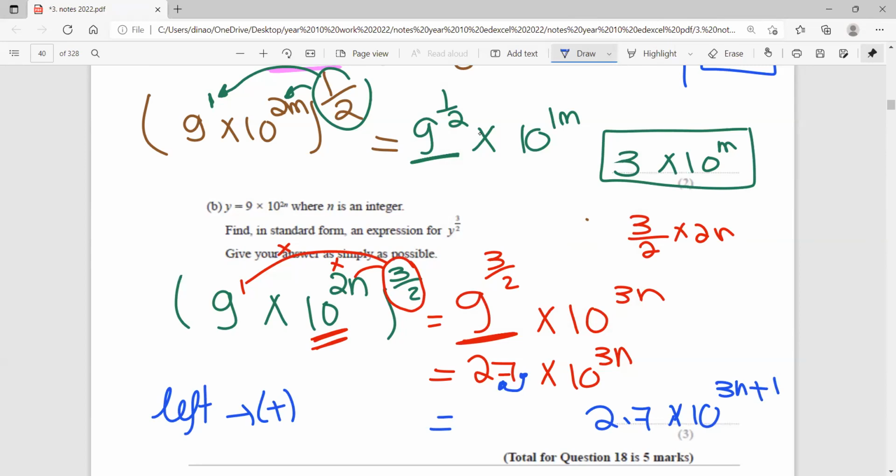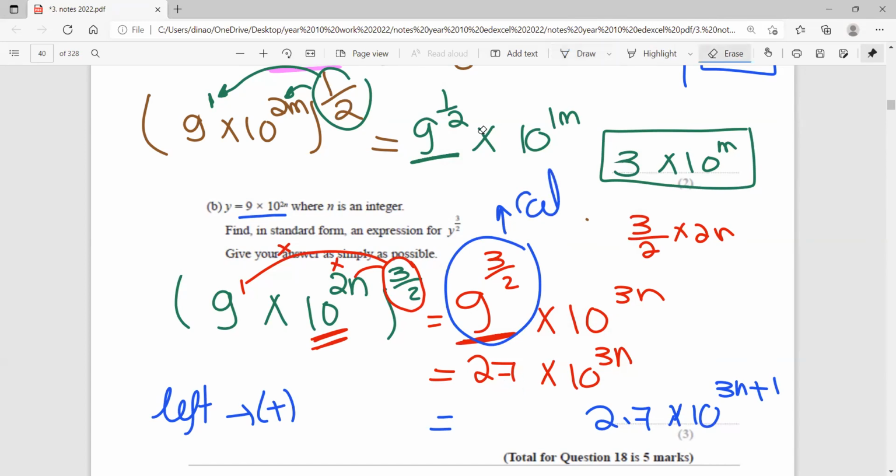So again, quickly: I replaced the y with the value given in the question. I distributed the power outside by multiplying it with the powers inside. The result of 9 to the power of 3 over 2 on the calculator is 27. Okay?